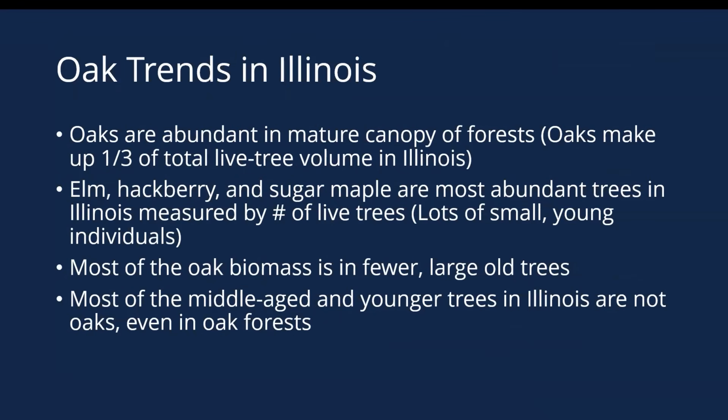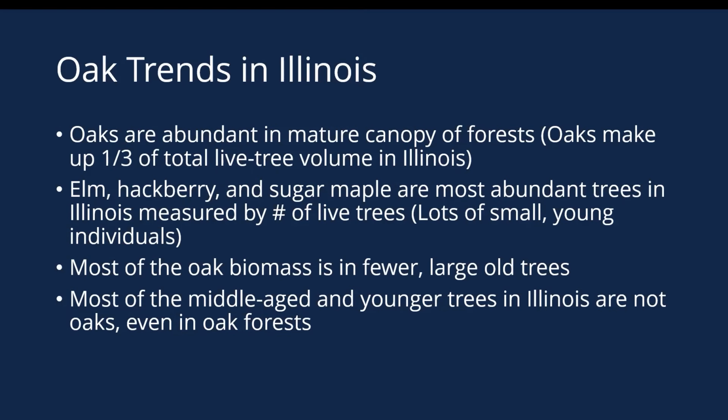And so we see these trends in Illinois, right? So we know that oaks are abundant in the mature canopy of our forest. They're still abundant right now. Oaks make up about 1/3 of the total live tree volume in Illinois. We see at the same time species like elm, hackberry, and sugar maple becoming the most abundant trees by number of live trees, which means there's a lot of small, young individuals of these species, and they're moving towards becoming the replacement cohort.